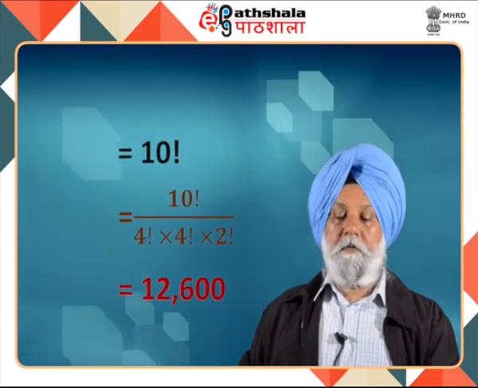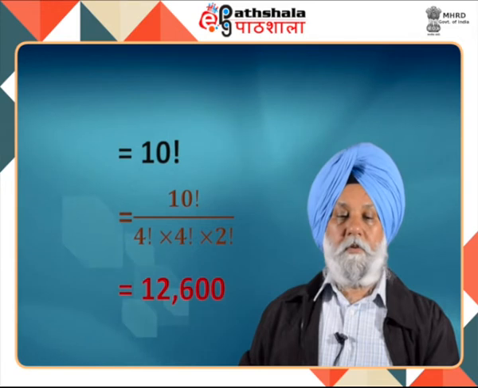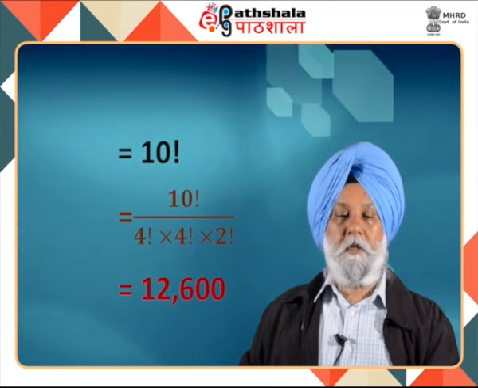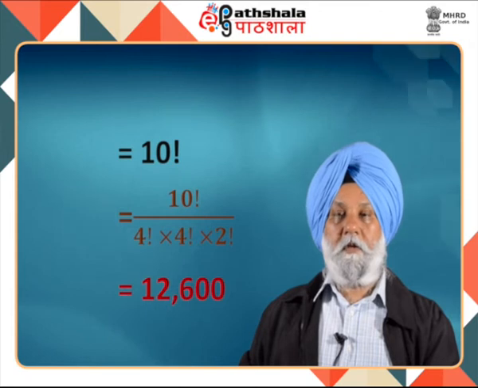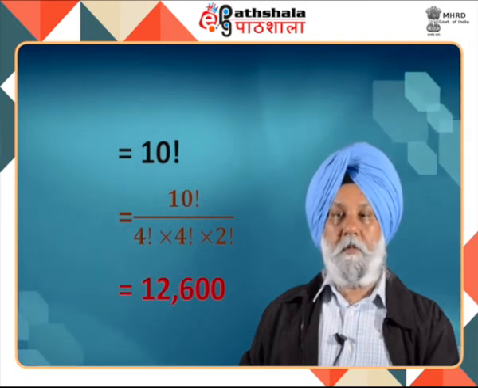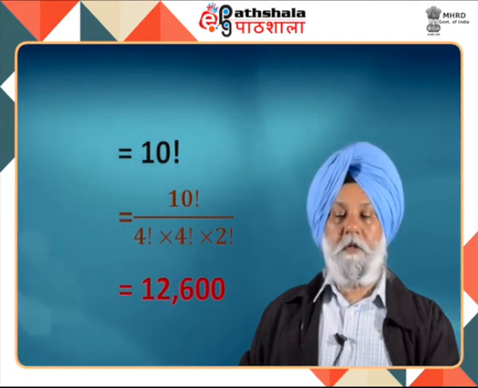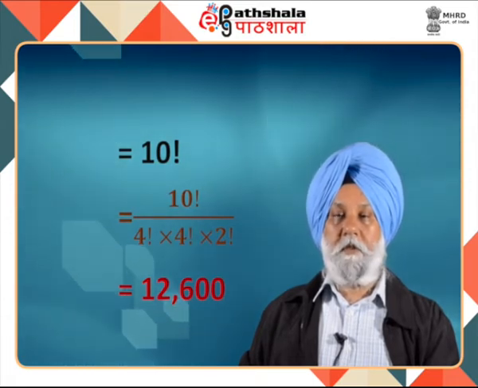However, like the previous example, if we allow the 4 Indians, 4 Sri Lankans and 2 Chinese to permute among themselves, then the total number of arrangements would be 10 factorial divided by 4 factorial multiplied by 4 factorial multiplied by 2 factorial, which is equal to 12,600 arrangements.